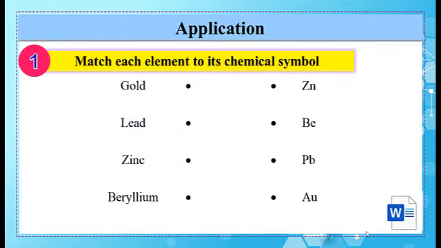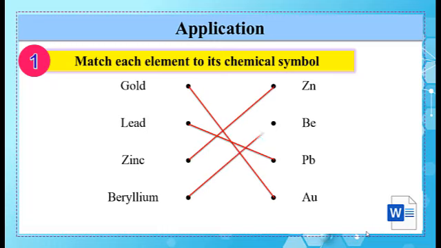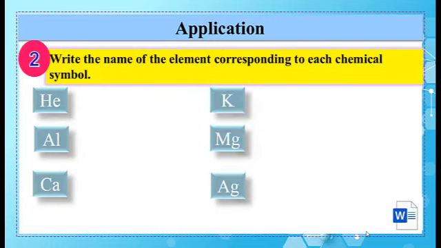Application. Exercise 1. Match each element to its chemical symbol. Gold symbol is Au. Lead symbol is Pb. Zinc symbol is Zn. And beryllium symbol is Be.